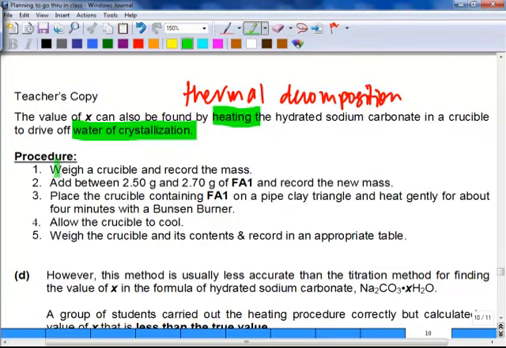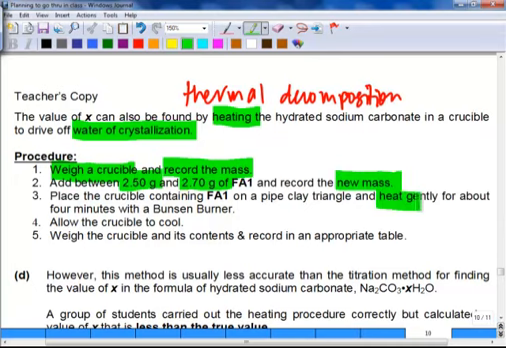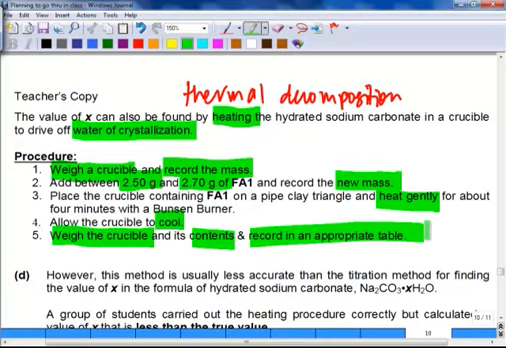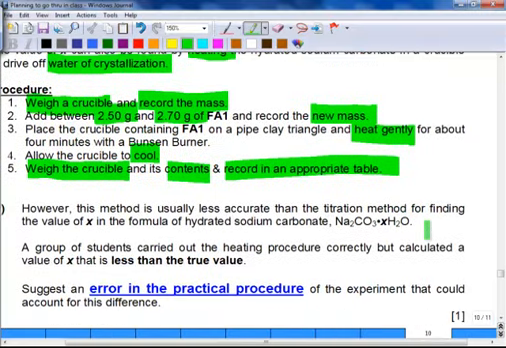So you actually weigh a crucible and record the mass. So at between 2.5 and 2.7, record the new mass. They say heat gently and then allow it to cool, and then weigh the crucible and its contents, record in the table. However, this method is very, very not accurate, less accurate than the titration. Okay, titration is usually taken to be a very accurate way of determining all these X and whatever.